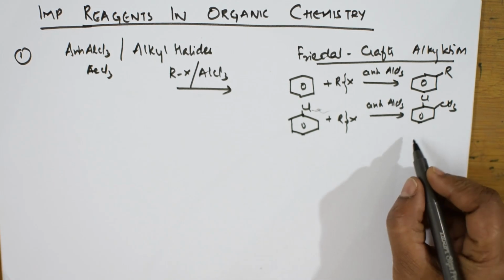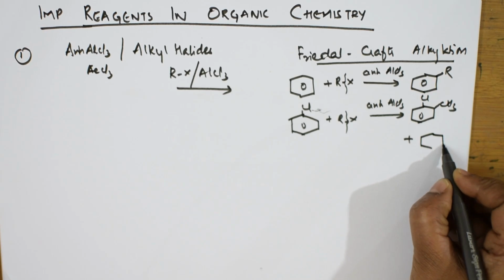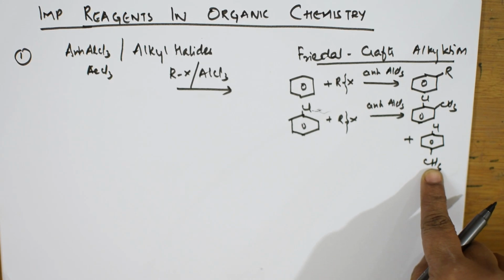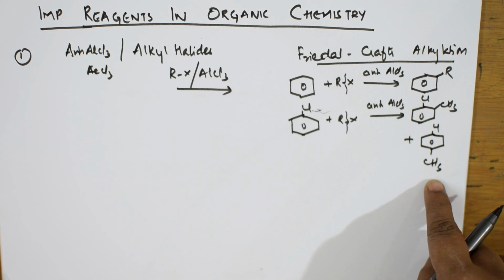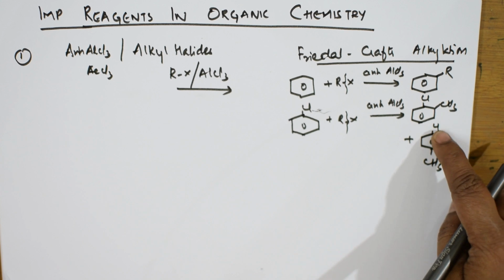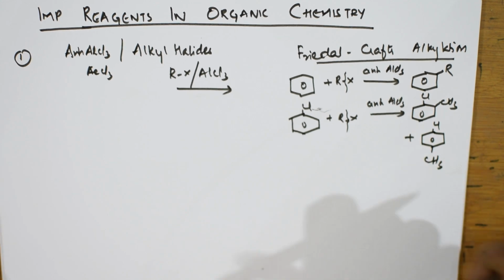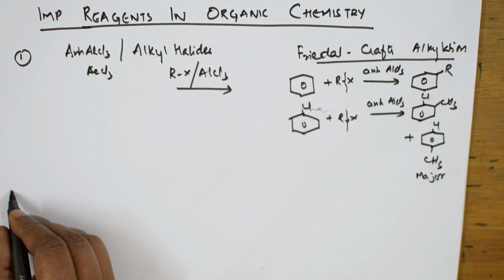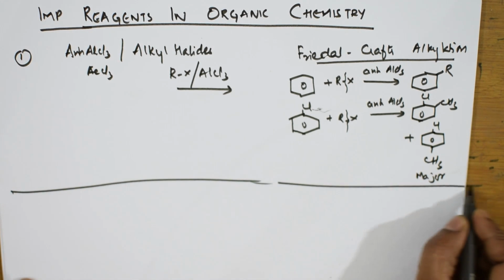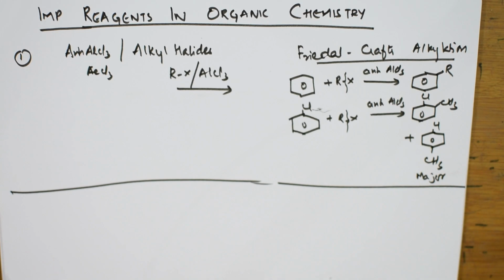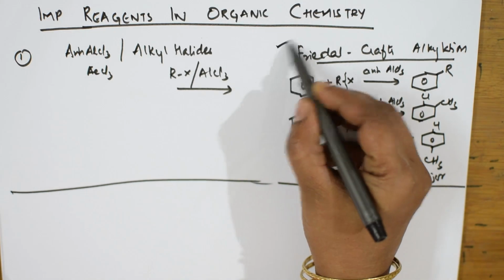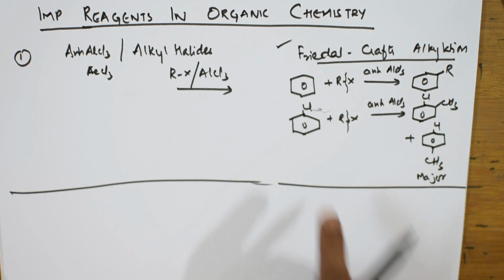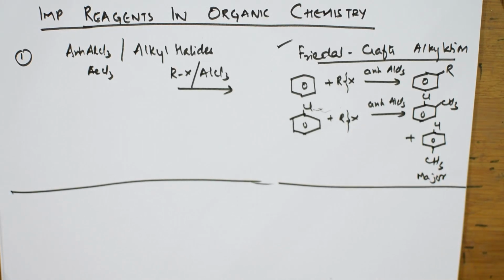So here you'll get two products, one with the alkyl group at the ortho position, and one more with the alkyl group at the para position. The para product is always the major product, isn't it? What is the name of this? This is 1-chloro-4-methyl benzene, which is the major product. So whenever anhydrous AlCl3 is given in the presence of alkyl halide, the reaction you have to do is Friedel-Crafts alkylation, and these two are the products. Here R can be a methyl group, an ethyl group, like that.